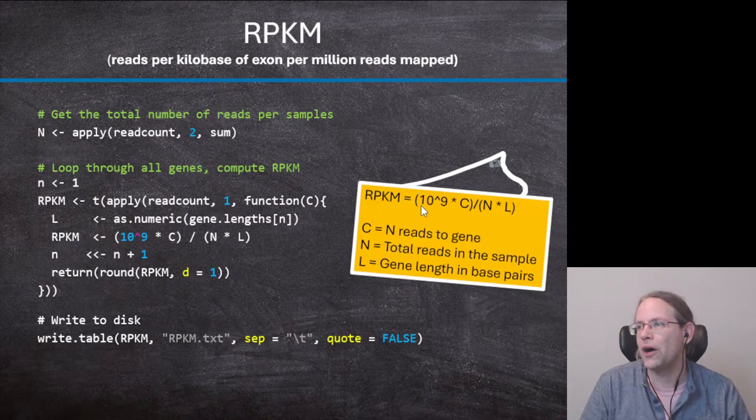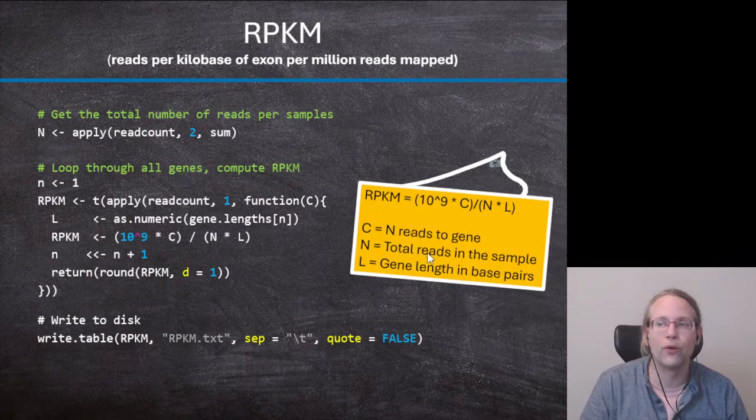So it's 10 to the power of 9 times C, and C is the total reads to a gene, so that is our raw read count. And then we divide this by the total reads in the sample multiplied by the gene length in base pairs. That's why this is 10 to the 9th, because it's per kilobase, and then we have million. So that is 10 to the 3rd, 10 to the 6th, so in total that comes to 10 to the 9th. So we multiply the reads times 10 to the 9th, and then we divide by the total reads that were obtained from the sample, multiplied by the gene length in base pairs.